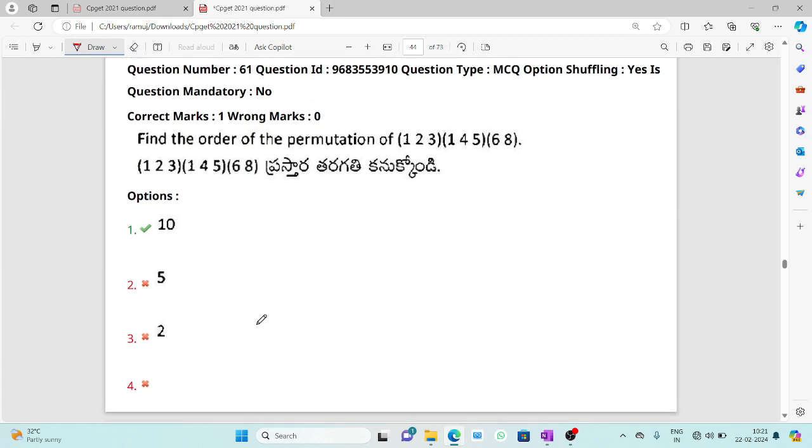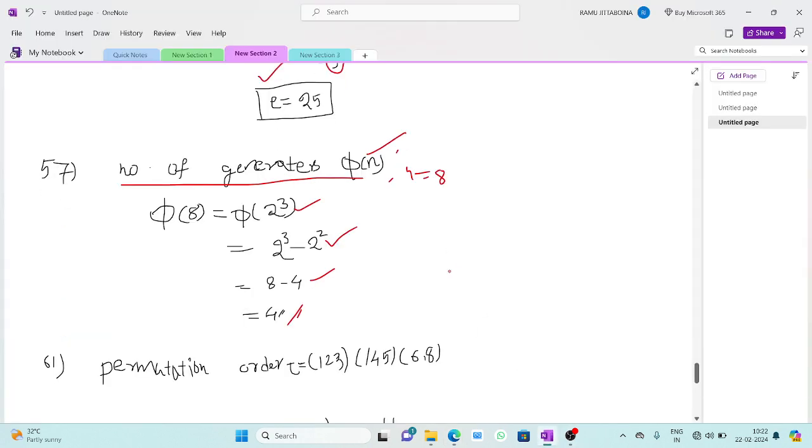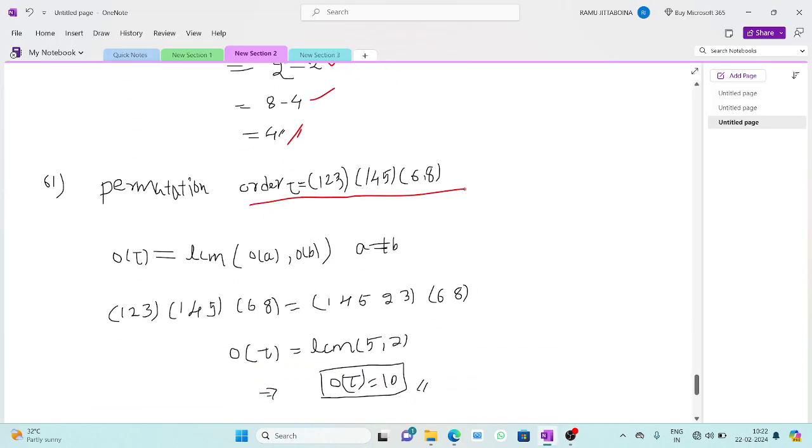So 61 is find the order of the permutation (1, 2, 3)(1, 4, 5). See, remember this question is very important. I think every time one question will come using the order of a permutation. So I will tell you the trick how to solve that one. This question is asking about the permutation group.